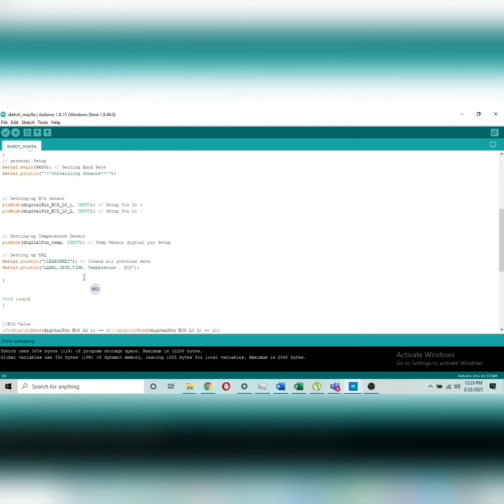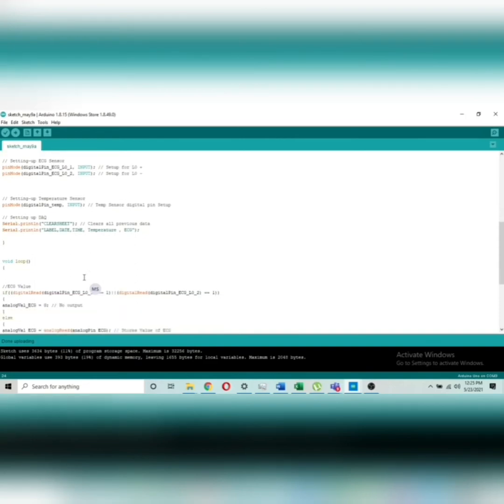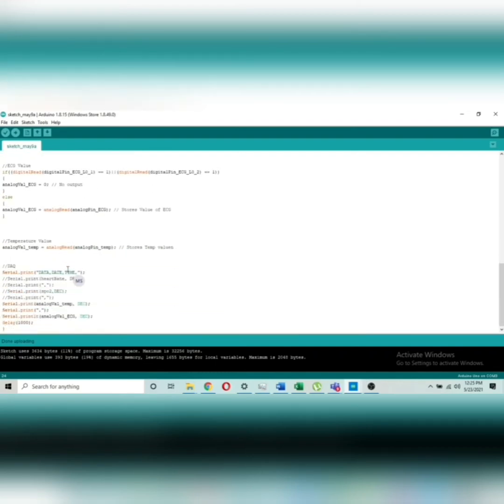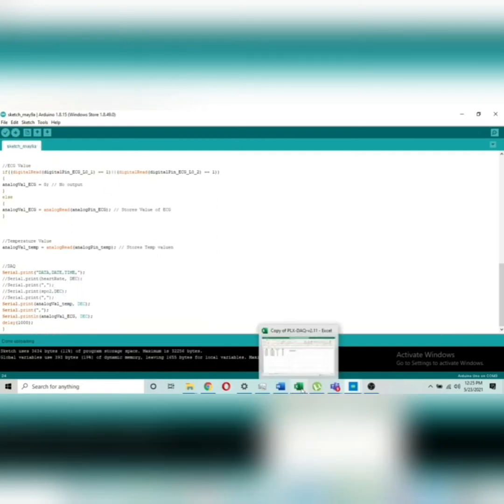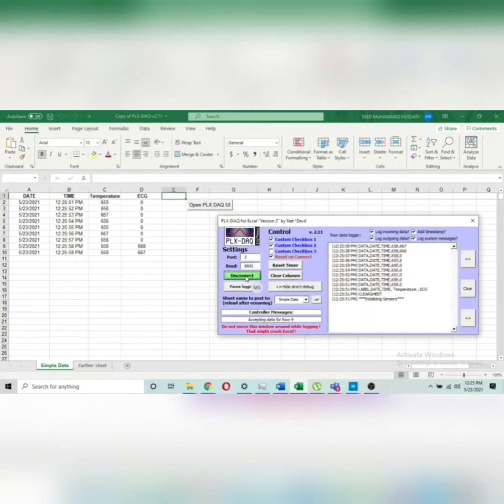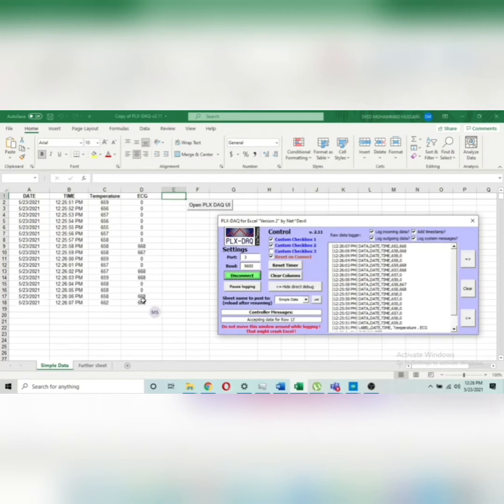Here we have used the DAC to record the data and then later on use it in Excel to make the graph in analyzing it. This is the code to take the values from the ECG sensor. This is the code for the temperature sensor, and we have set the delay of DAC to 1000. Now uploading the code. Now opening the DAC in Excel and setting the baud rate to 9600. After some time, when the ECG sensor is properly connected, it will start giving the values. These bogus values in between are because the ECG sensor is not properly connected.